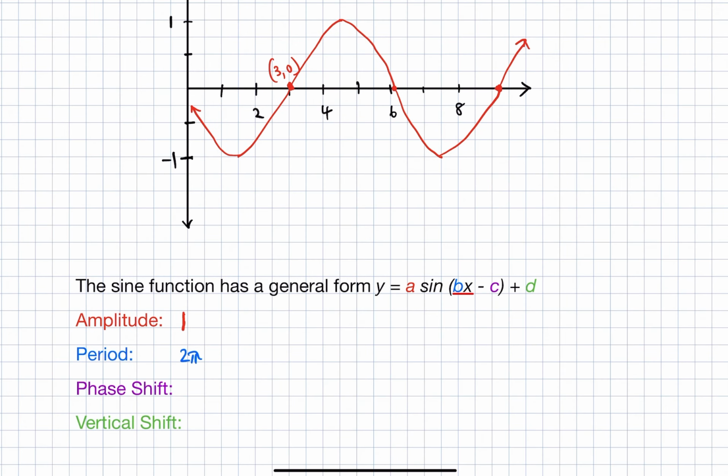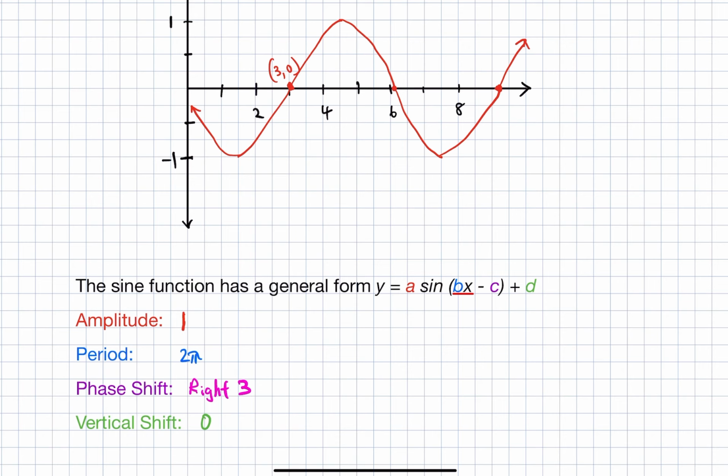Okay, now let's take a look at our phase shift. Now notice that the scale here on the x-axis is not in radians. Okay, this is in just regular numbers or degrees. So this graph gives us the point 3, 0. So this tells us that the graph has shifted 1, 2, 3 units to the right. Okay, so that means our phase shift is going to be right 3. And then lastly, you notice that our midline here is on the x-axis, so there's no vertical shift. So we'd say that our vertical shift is 0.